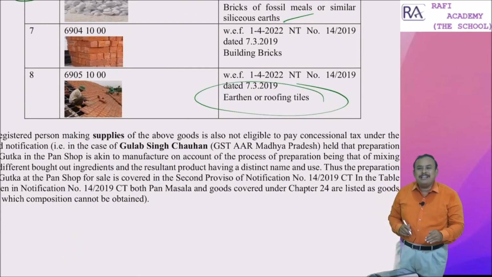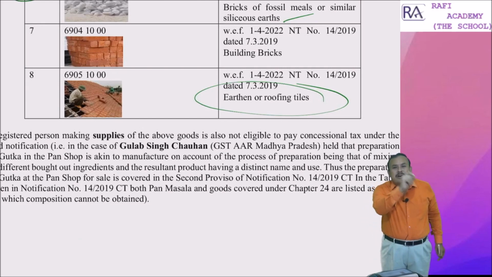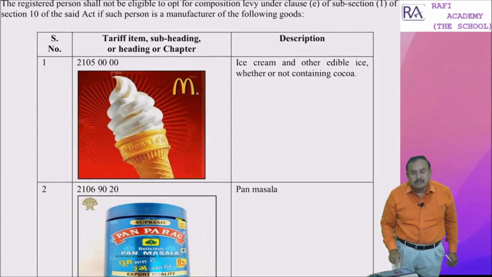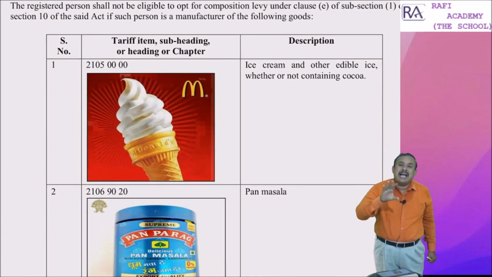Now, the point of dispute comes into the picture here: whether the trader of these goods is eligible for the composition scheme or not. Strictly speaking, as such, yes, they are eligible for the composition scheme.